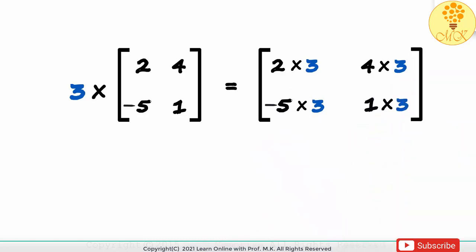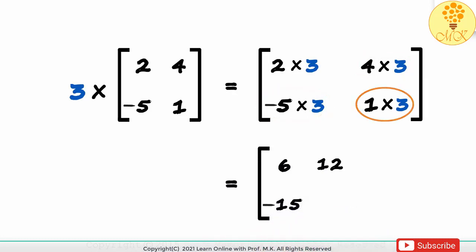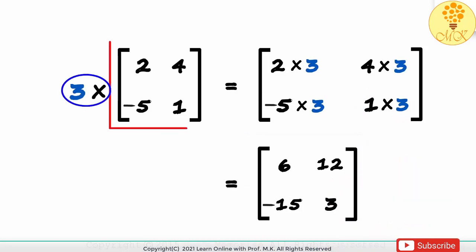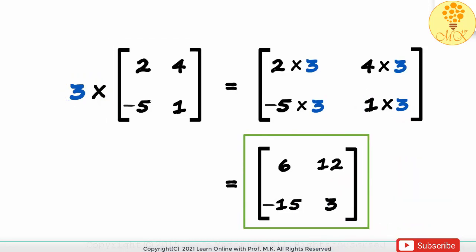Finding each element is easy now. 2 times 3 is 6, 4 times 3 is 12, -5 times 3 is -15, and 1 multiplied by 3 is 3. This is the answer. 3 times this matrix gives us this matrix.